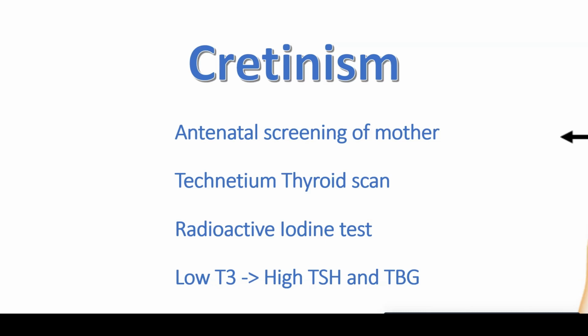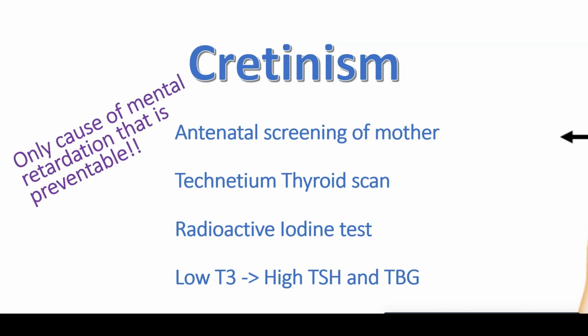So, if the mothers are properly and thoroughly screened before giving birth in their antenatal period, then you can actually completely prevent cretinism. Okay, so the other methods we have to diagnose cretinism is through technetium thyroid scan, which is something similar to the radioactive one only. Then we have the radioactive iodine test, and then the blood test. Obviously, there will be low T3 levels, T4 levels, which will cause feedback activation of TSH, so high TSH and thyroid binding globulin. Okay, so yeah, only cause of mental retardation that is preventable.